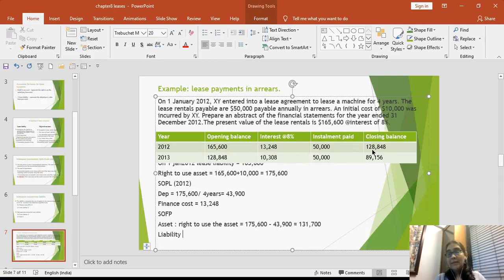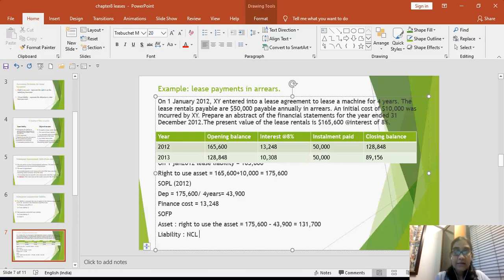Now you will have to record the liability. Your liability at the end of the first year is 1,28,848. The liability at the end of the second year is 89,156, right? What does this indicate? At the start of the year, you had a liability of 1,28,848, and at the end of the year, you had 89,156, right? So the liability is split into two parts.